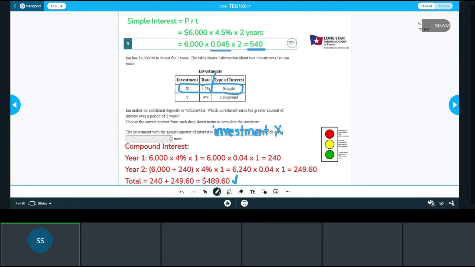Then the question is also asking which earns dash more. You also want to find the difference. And in simple interest, you were able to earn $540. In compound interest, you were able to earn $489.60. So let's go figure out the difference.